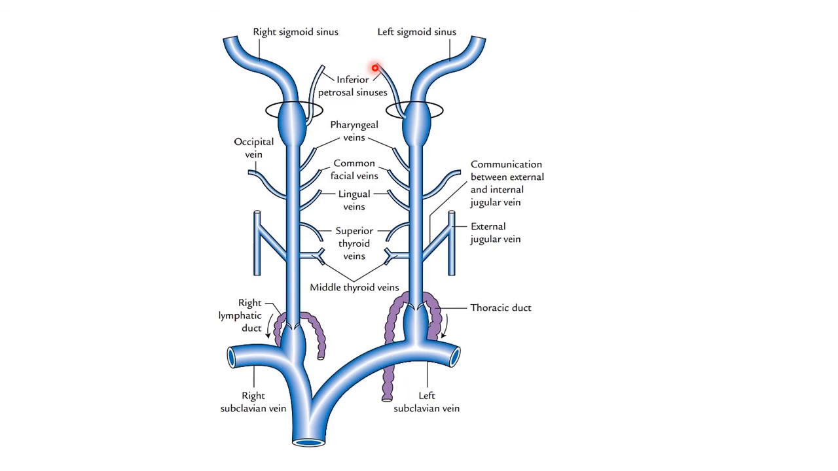The tributaries of the internal jugular vein are the inferior petrosal sinuses, the pharyngeal veins, the common facial veins, the lingual veins, the superior thyroid vein, and the middle thyroid veins. These are the tributaries of the internal jugular vein, and this is the communication between the external and the internal jugular vein.